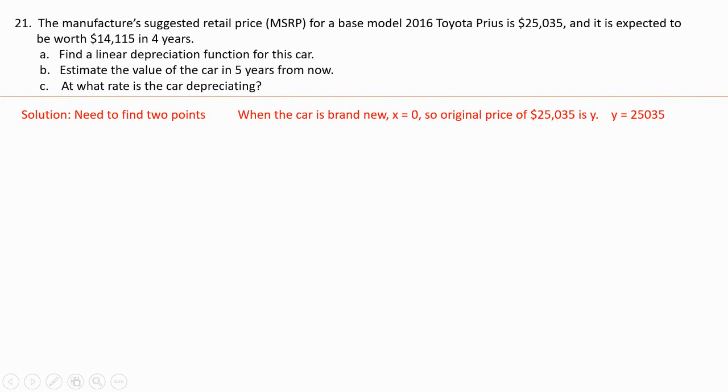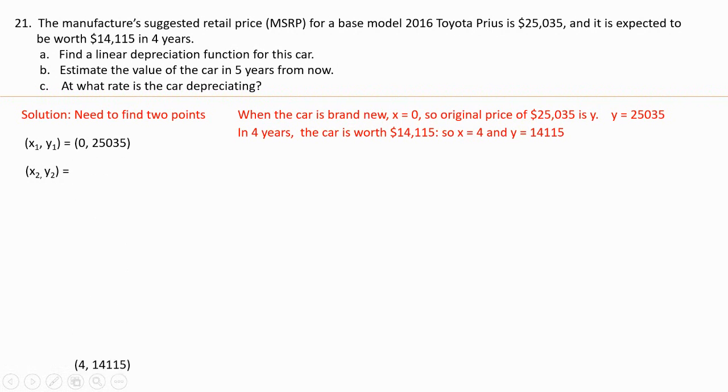So when the car is brand new, right? In 2016, the car was brand new, so no time has passed. So x equals 0 corresponds to the original price, so y equals 25,035. So the first point will be (0, 25,035). Now, for the second point, in 4 years, a car is worth 14,115, so x equals 4, and y equals 14,115. That's my second point.